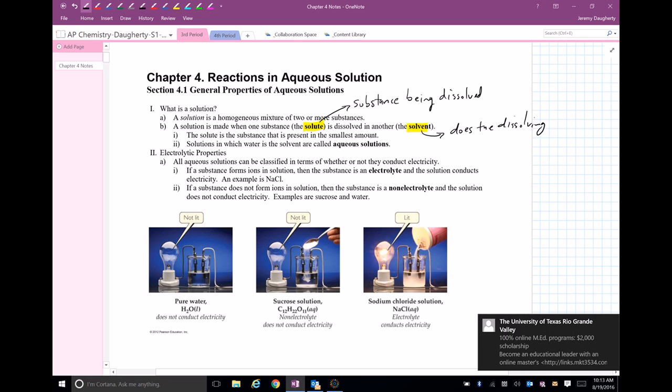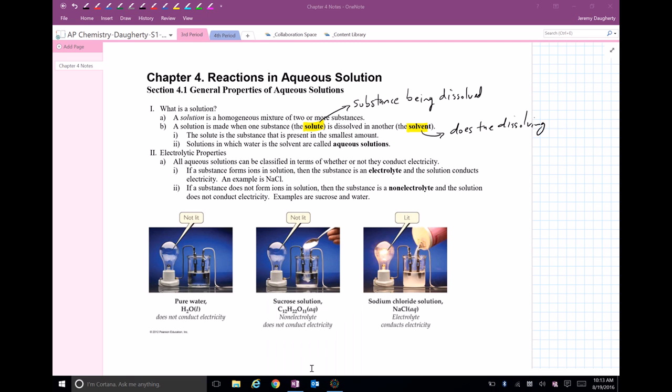Basically, here in AP, for the most part, our solvent's going to be water, almost exclusively. And if it is water, then we call it an aqueous solution. Aqueous, of course, dissolved in water.